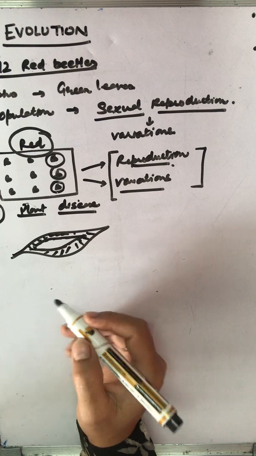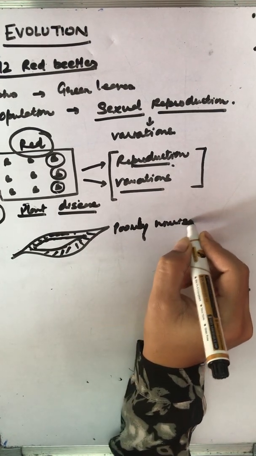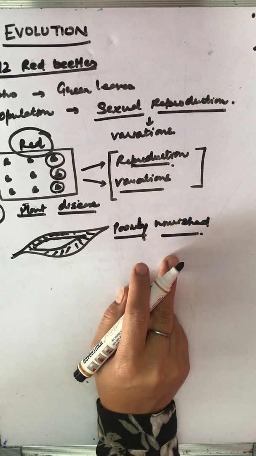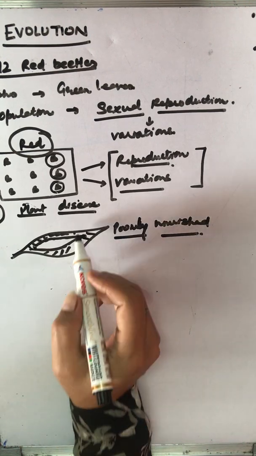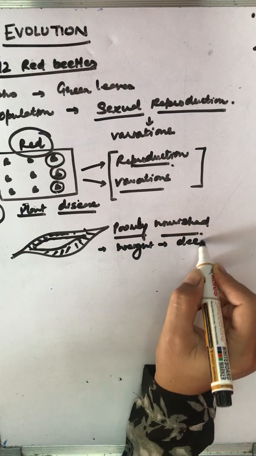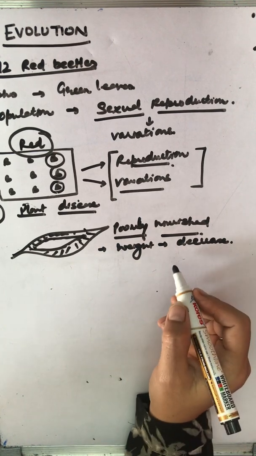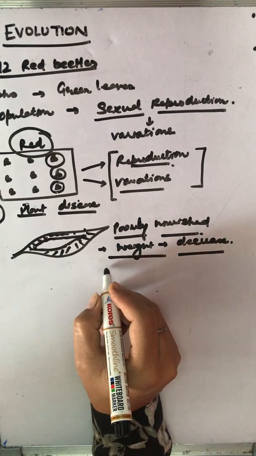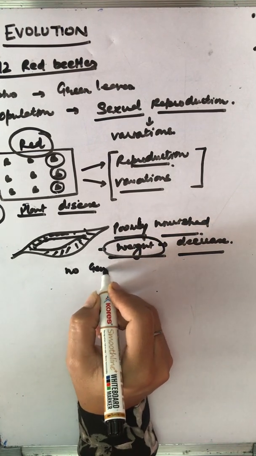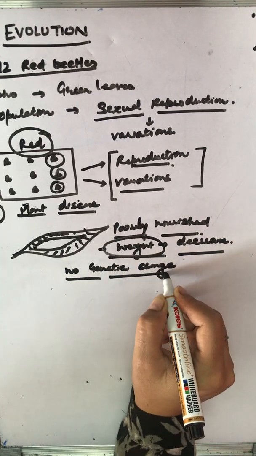Obviously, what will happen? The beetles are poorly nourished. Clear? The average weight of the adult beetle will decrease from what it used to be when the leaves were plentiful. So what will happen? Its weight will decrease. And ultimately, there is no genetic change which will occur, mind you, because this change is not in the germ cells. So no genetic change. It's just a somatic change.